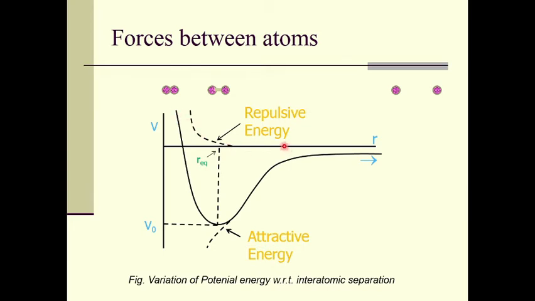So there are two types of energies, one is the repulsive energy and the other is the attractive energy, right. When two atoms come closer, the attractive energy will be more than the repulsive energy, and therefore the contribution to the potential energy is from the attractive energy, and the potential energy decreases. Here at the minimum, the repulsive energy and the attractive energy match each other, right.